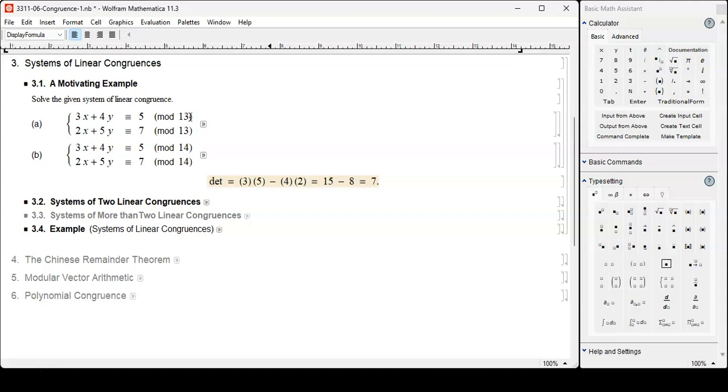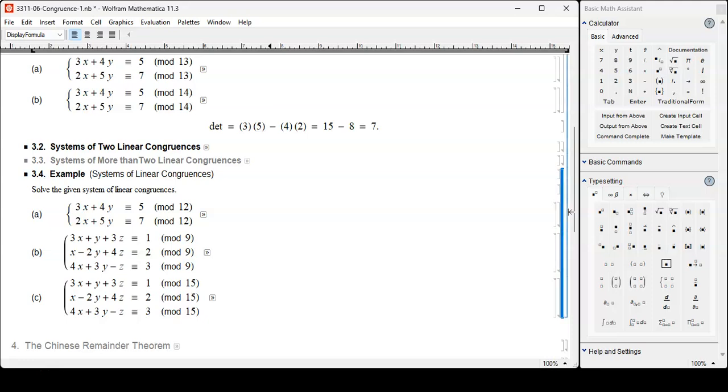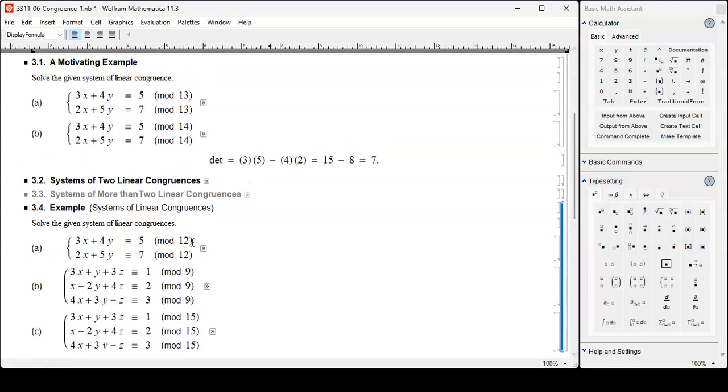7 inverse worked out okay for 13 because 7 and 13 are relatively prime. It didn't work out for 14 because they're not relatively prime. One more problem down here. For mod 12, yes, it'll work out because 7 and 12 are relatively prime.